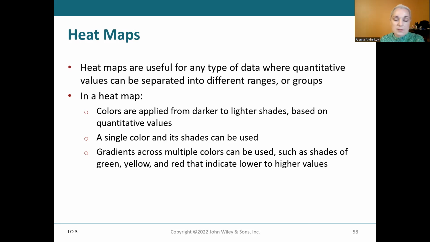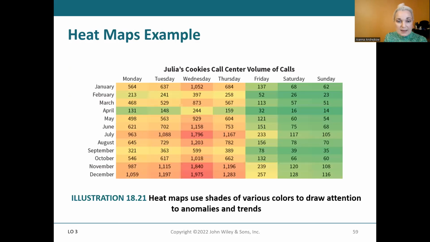So here is an example of a heat map, and we see sales volume broken down by day of the week and by month. And it looks like Wednesday is the day where the sales volume is the largest. And the smallest days are on the weekend, especially in April. So it looks like July, November, and December have the largest volume of sales, and the smallest occurs in April.